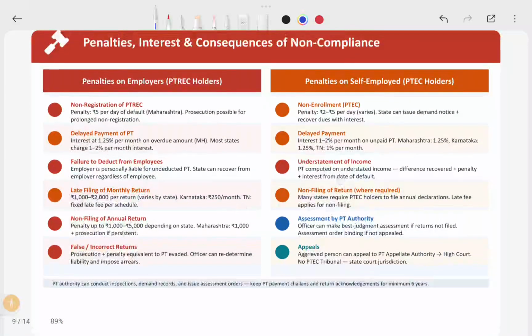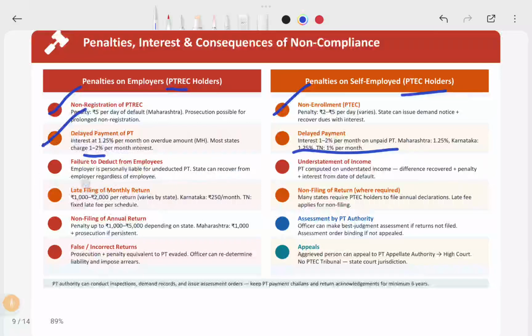Whether professional tax registration holders or professional tax enrollment certificate holders, there would be small differences, but most of the penalties are the same. Suppose the penalty is 5 rupees per day for default in Maharashtra for non-registration. Here for non-enrollment it is 2 to 5 rupees based on the states. And delayed payments attract 1.5% interest. Most of the states charge 1 to 2%. Here also the same. And on failure to deduct from the employees, the employer is personally liable for the undeducted PT.